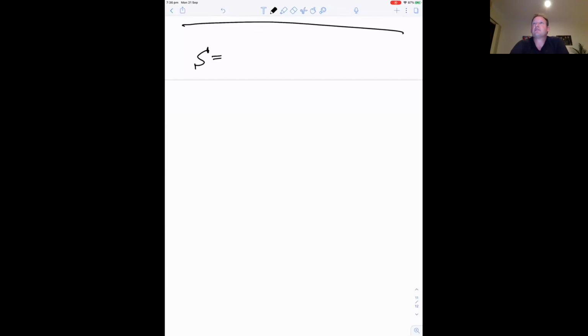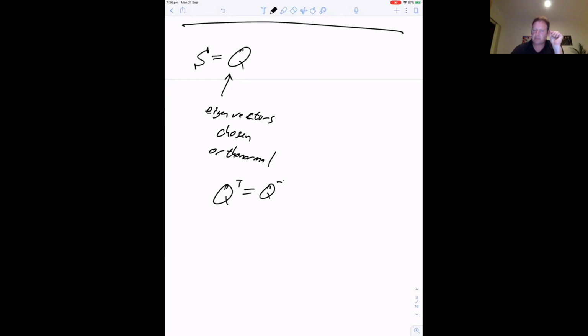Okay, so symmetric matrices. We've got a symmetric matrix S, okay? And we know here that Q is the eigenvectors, chosen orthonormal. So any two eigenvectors will be orthogonal, but we're also choosing the orthonormal version, okay? We like the orthonormal version because then Q transpose equals Q inverse, okay? And then we've got here lambda.